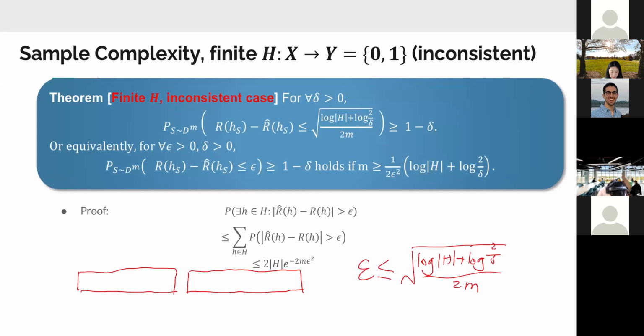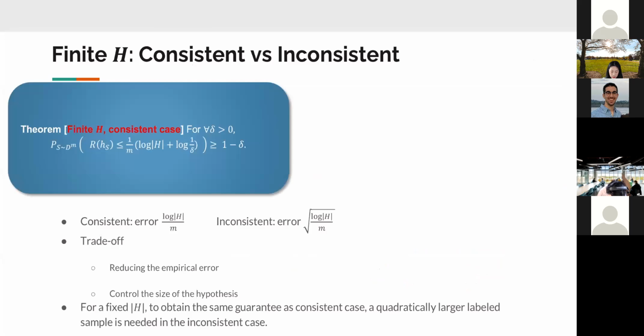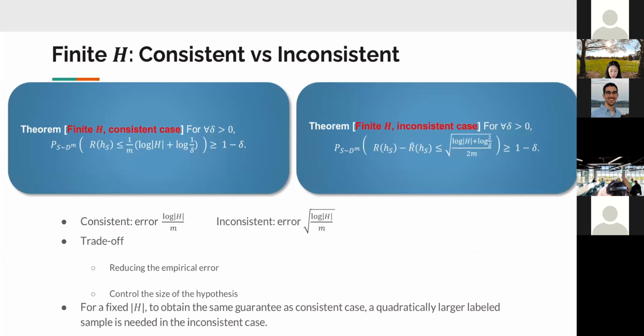All right, so now let's take a look at the two scenarios we've learned. We have learned the consistent scenario and the inconsistent scenario. Can we compare them by putting them side to side? So you can see the left-hand side is the consistent case and the right-hand side is the inconsistent case.